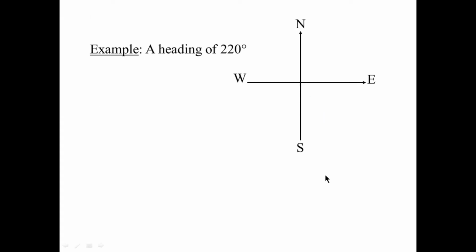Let's do one more example to get used to this. How about a heading of 220? Start from north and count 220 degrees around the clock to the right. So it would be 90, 180, 270. Whoops, that's too much. It's only supposed to be 220. So it must be along here somewhere. In fact, it's right along there somewhere. So we would draw it there and call it 220 degrees.